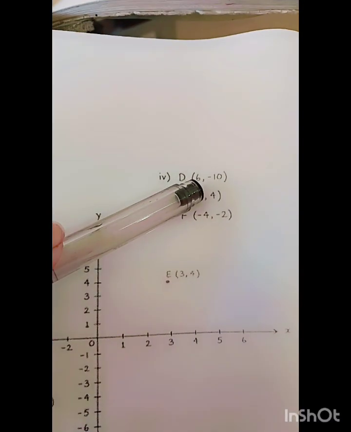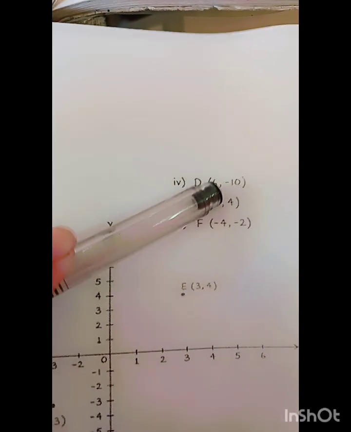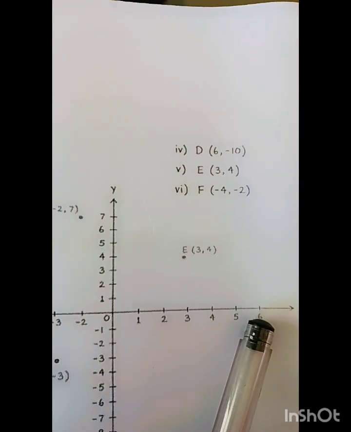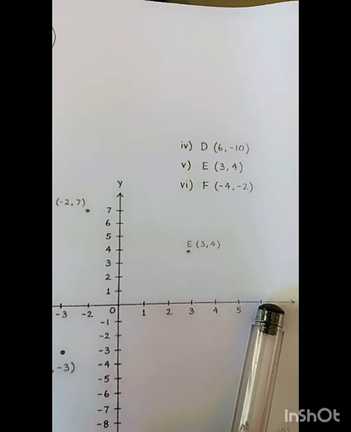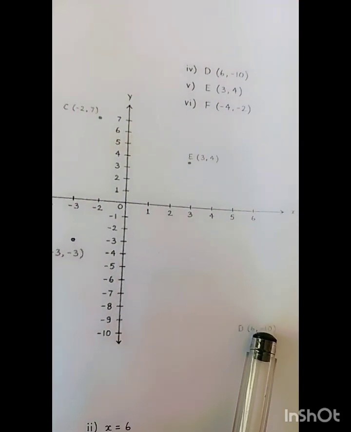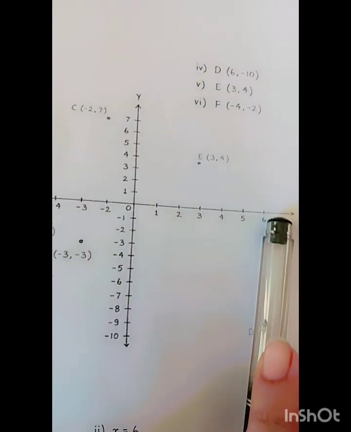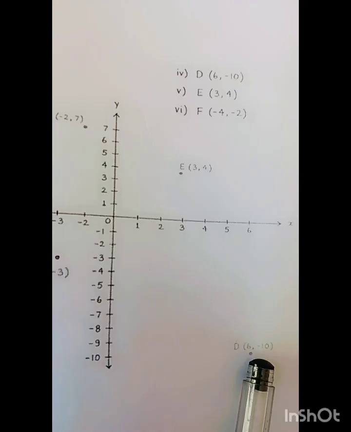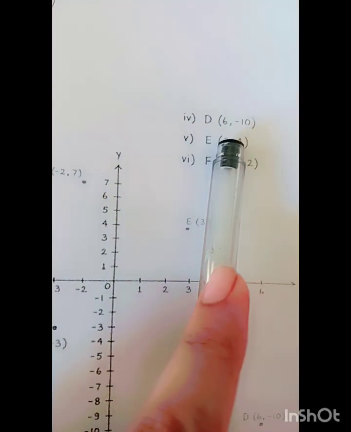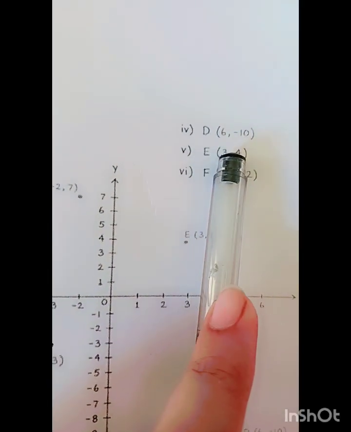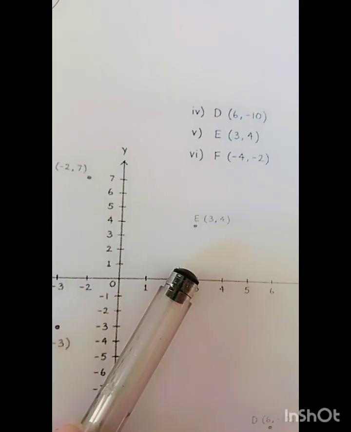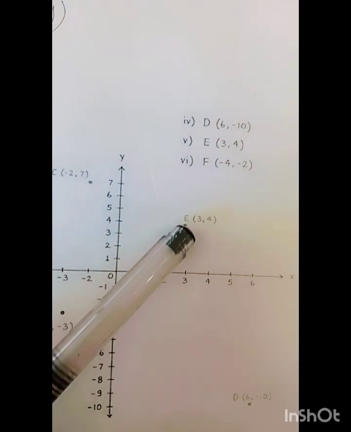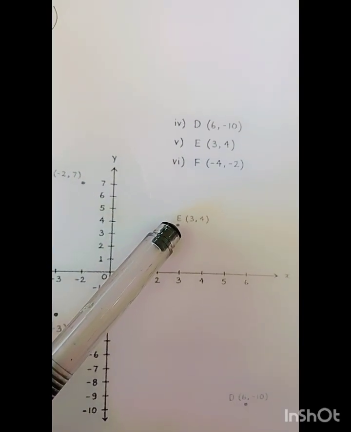Okay, D point is 6 and minus 10, that is x is positive and y is negative. X is positive 6, it's here, and y minus 10 is negative, it's downwards. So 6 and minus 10, this is your D point. E is 3, 4, both are positive, x and y, so x is 3 and y is 4, so when you draw it, it will join here, so this is your E point.